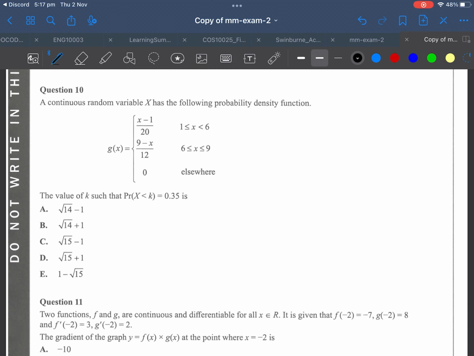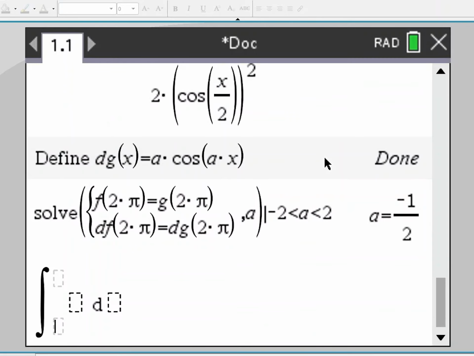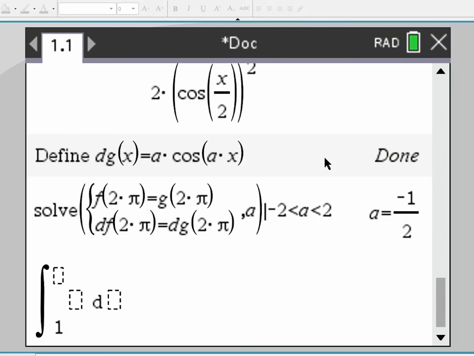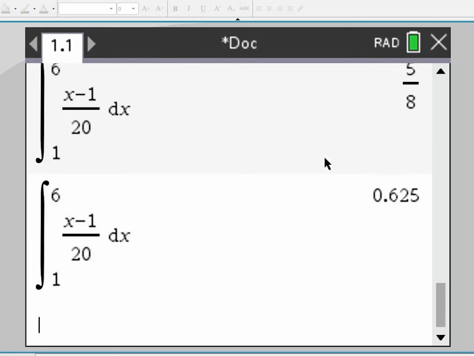The value of k is such that the probability of x less than k equals that. So we find the value of k such that this condition is met. What we can do is integrate one by one. So menu for 3, 1 to 6 of (x minus 1) over 20 dx. Enter. Okay, so this is already bigger than 0.35. So our answer is going to be between 1 and 6.